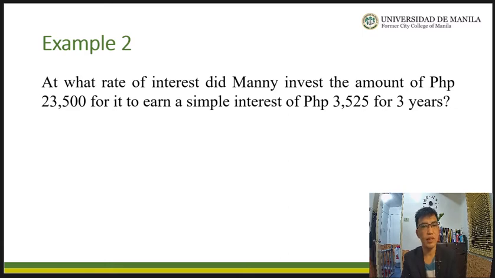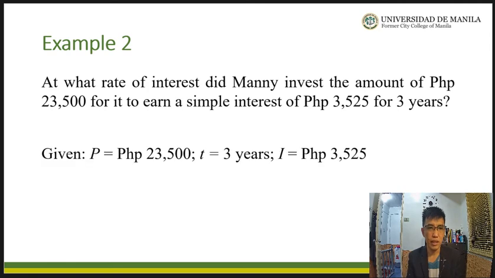At if ever na you'd like to go back to your answer, because sometimes nagkakamali tayo dun sa paggamit ng formula, nakikita natin kung ano yung dapat natin makita doon. Okay? So, the given, we have the principal, which is 23,500, and time t is 3 years, and the given here is the simple interest, which is amounting to 3,525 pesos. And what is unknown is the rate of interest.